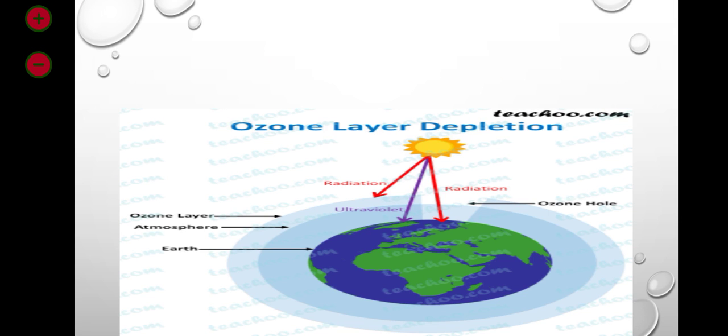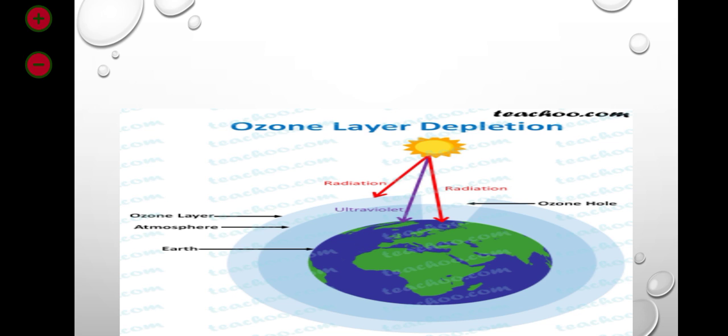Ozone layer depletion. Now let us know what ozone layer depletion is. Greenhouse gases, carbon dioxide, and this ozone are unstable molecules. They will not stay in the O3 condition. They will keep on splitting up.